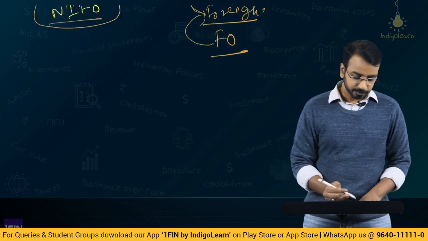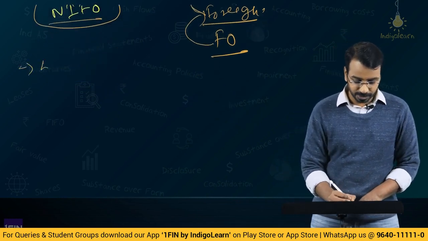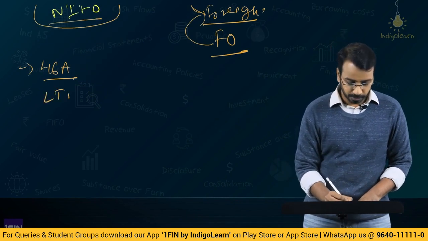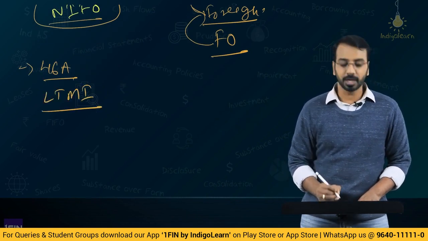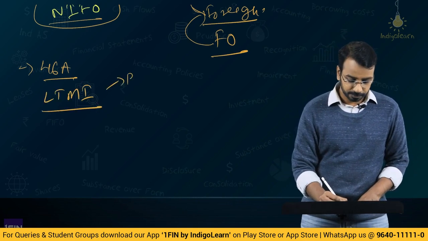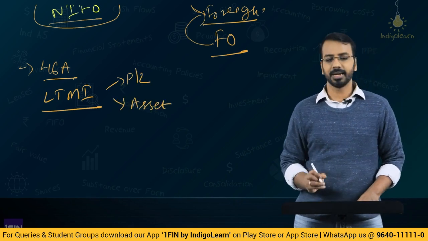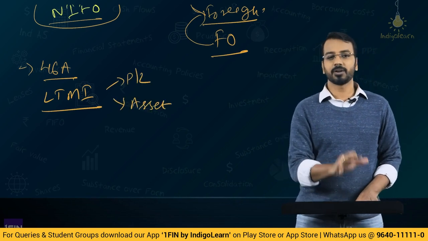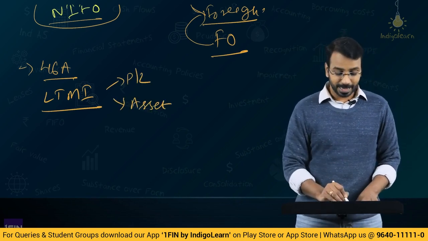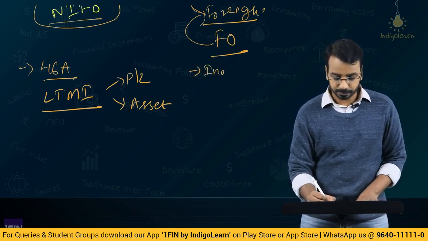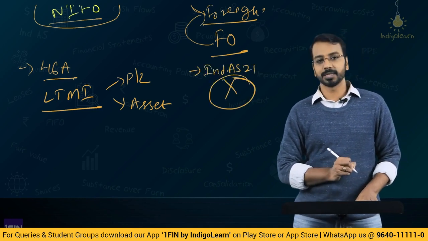Then, AS 11 gave some exemptions under paragraph 46A, that is to do with long term monetary items. Okay. You can take it to P&L or you can adjust it against the asset, right. This exemption is given as a part of paragraph 46A. Now, similar exemptions are not available under Ind AS 21. Ind AS 21 does not provide those exemptions.